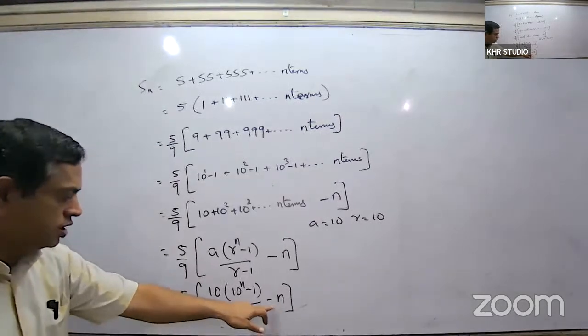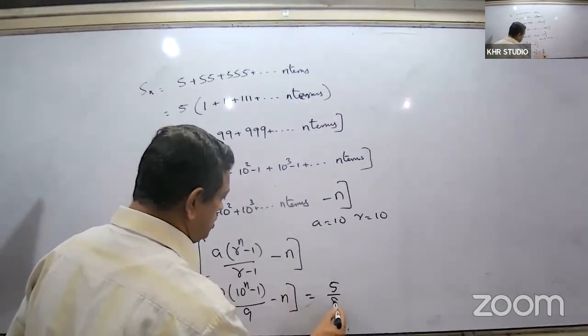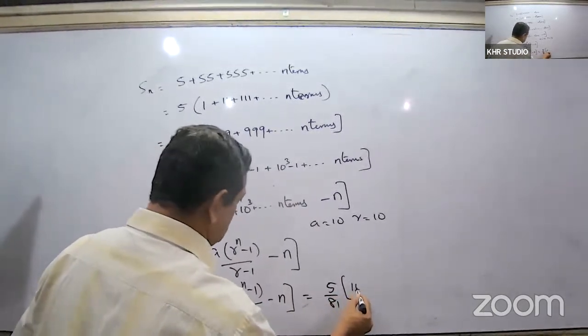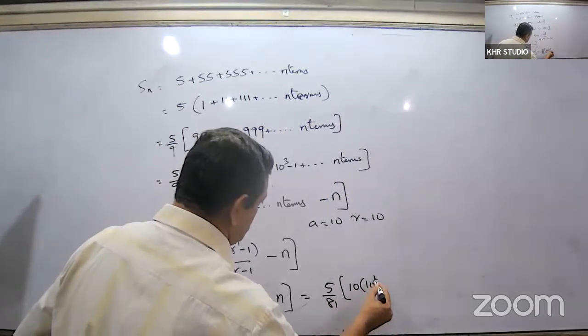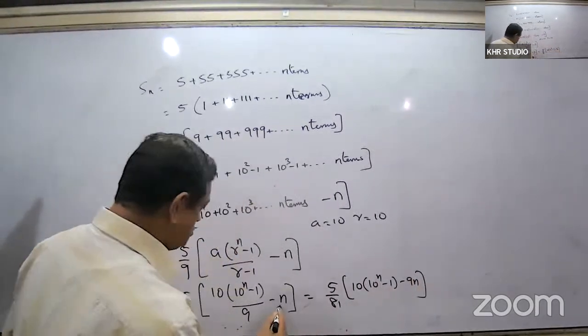For simplification, you can take the LCM over here, so take 5 upon 81 outside the bracket. What do we get? 10 into 10 raised to n minus 1, minus 9, and this is divided by 1.